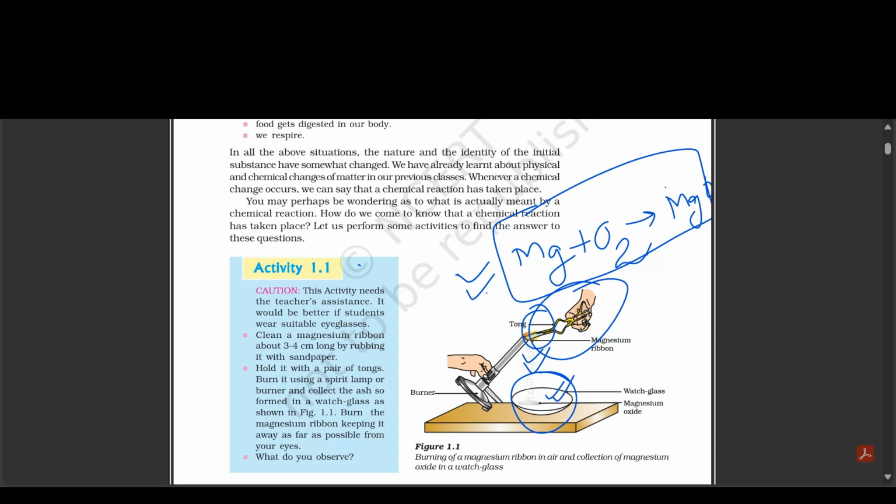That's it. Fine. So now you have to remember what all things we observe. We observe a dazzling white flame, and secondly, we get a white residue as soon as the flame is put off. You get a white residue, right? The formula for white residue is magnesium oxide, and this is a chemical reaction. Why? Because once you get this white residue, you cannot form magnesium ribbon out of it, right?